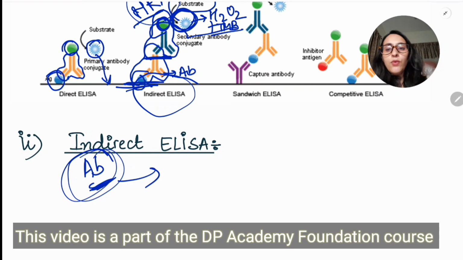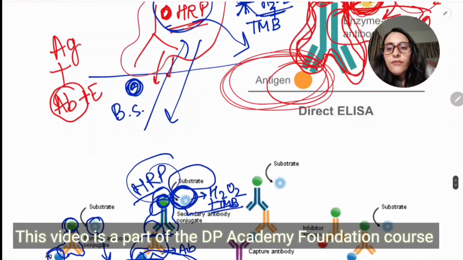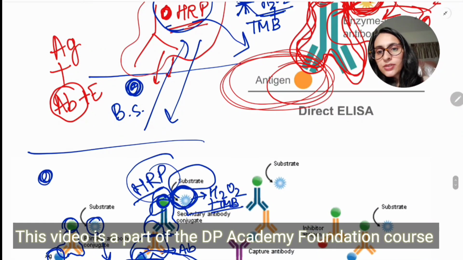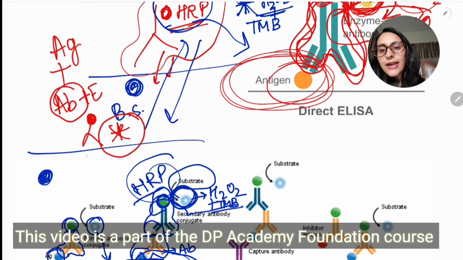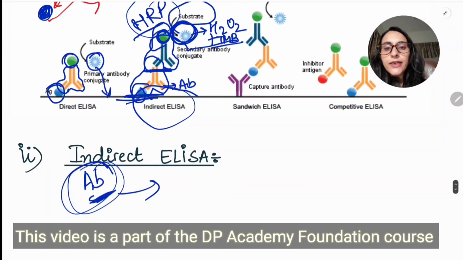This is indirect ELISA. What is direct ELISA? We take the antigen from the patient. Antibody is with the enzyme. Then we have the substrate. Substrate contains hydrogen peroxide. When we add the substrate, when antigen-antibody reaction occurs, because the enzyme is present on the antibody, it is going to change the color.